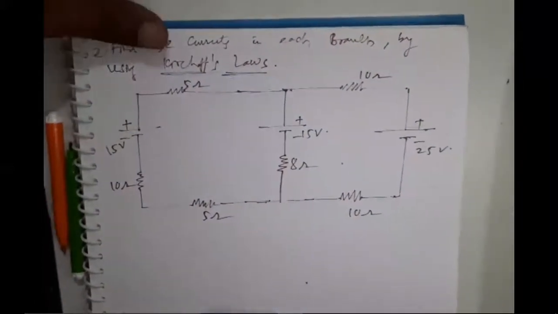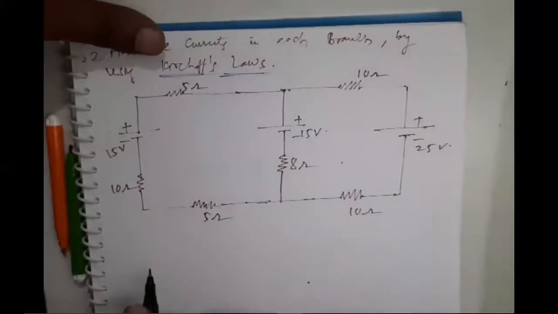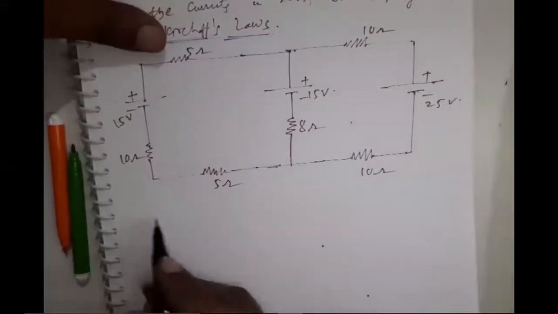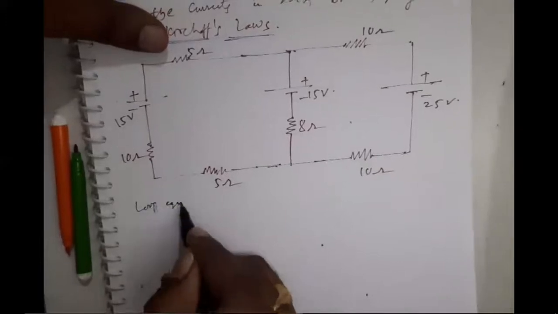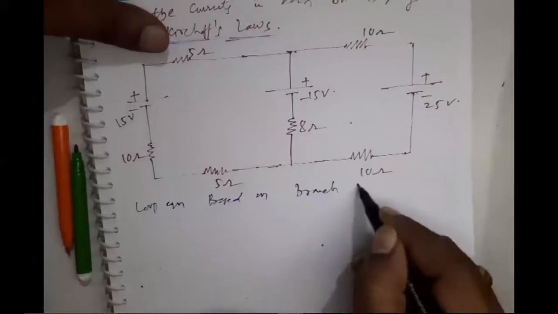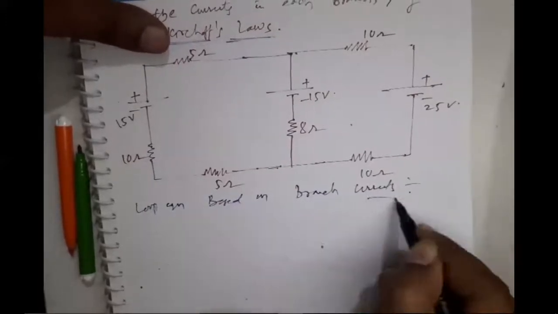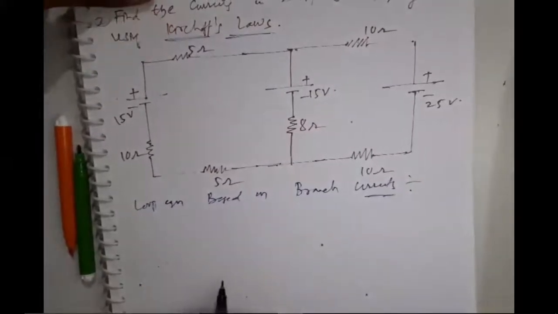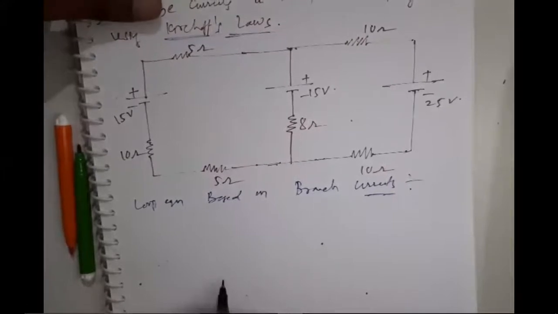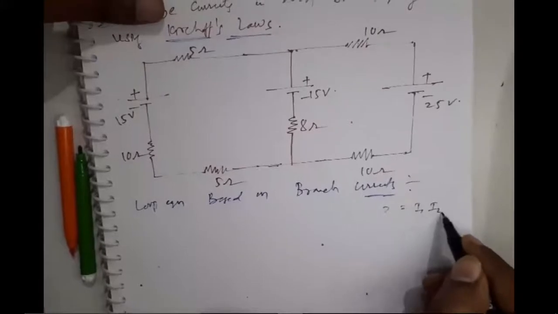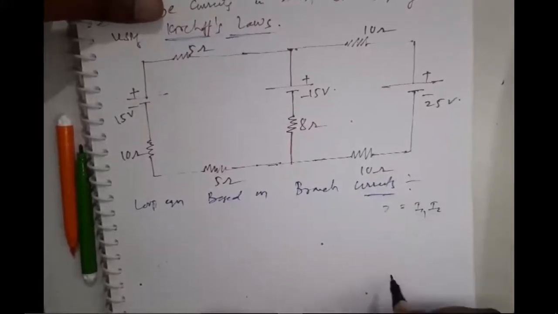For this, let me write the rules here also. Before writing the rules, you follow the branch loop equation based on branch currents. Here we have two loops. You need to follow 2 imaginary currents, I1 and I2.